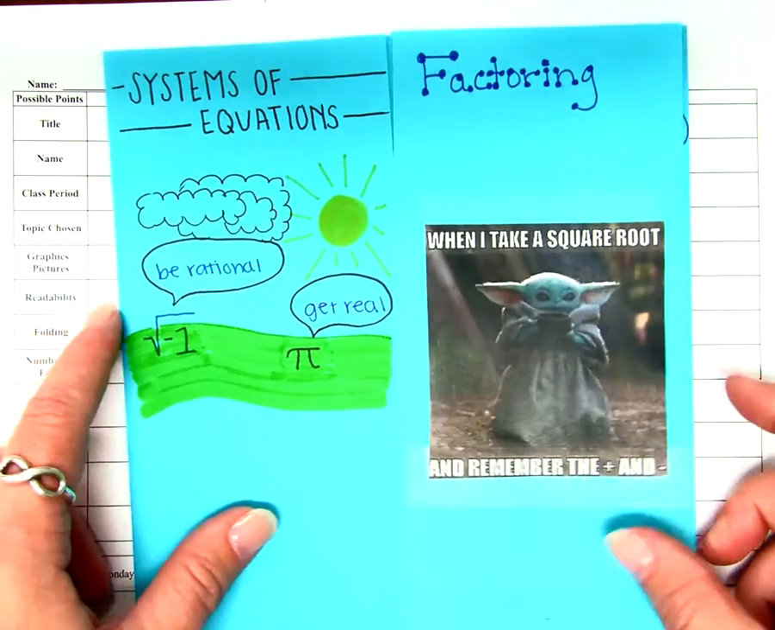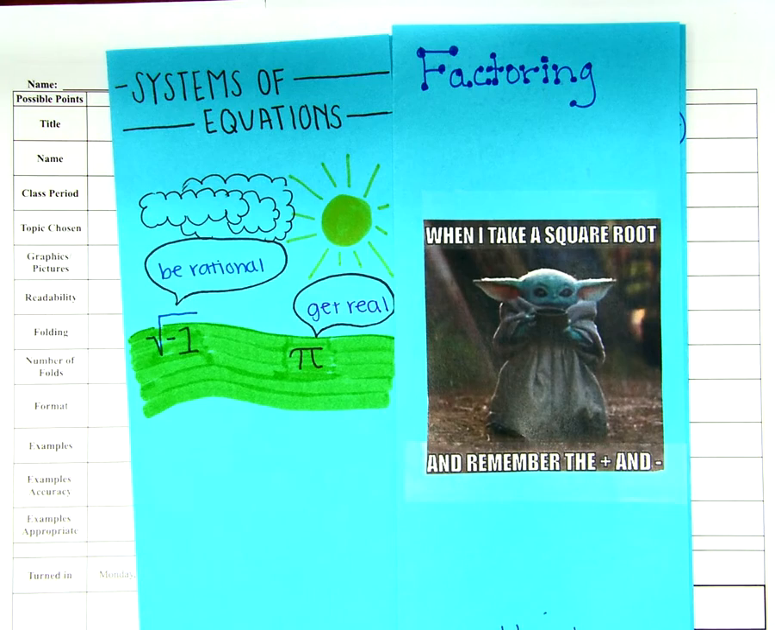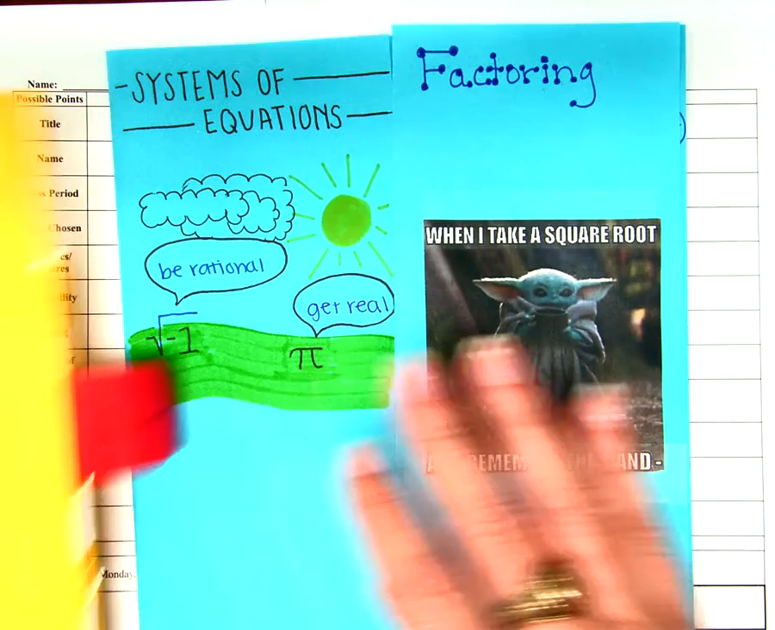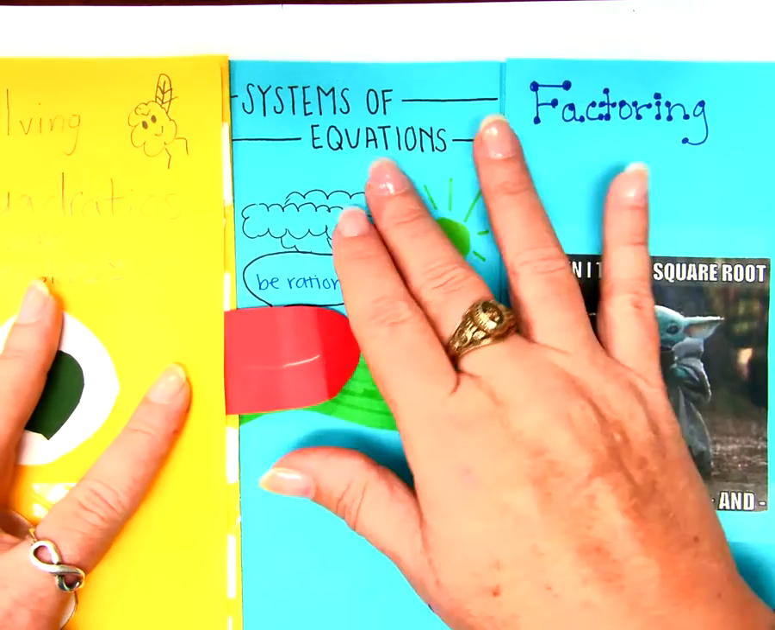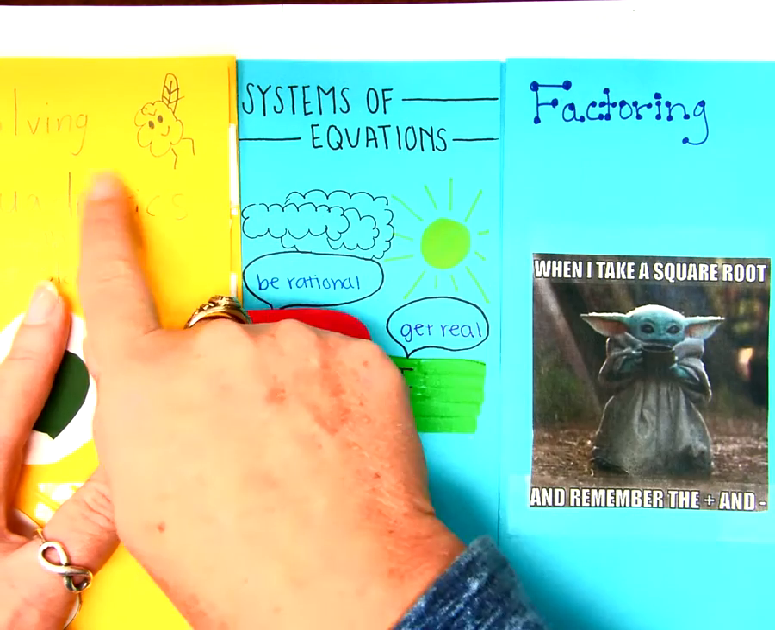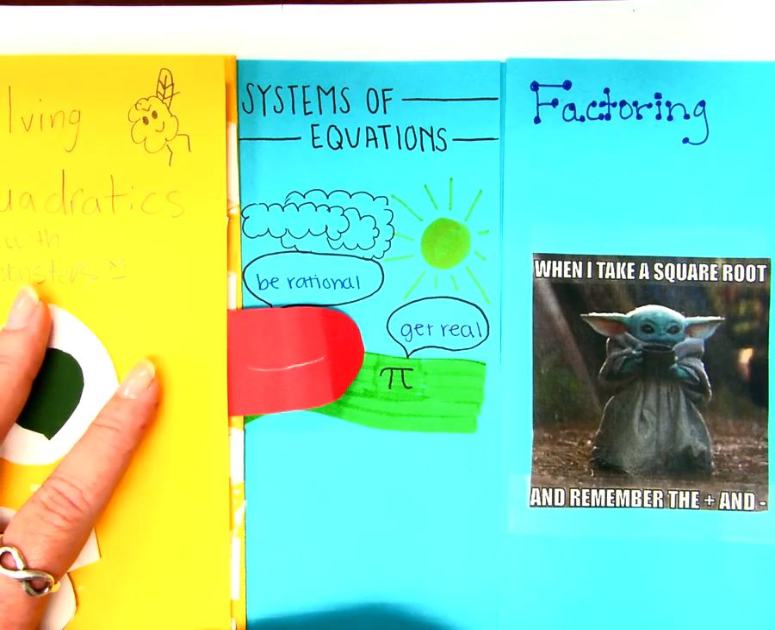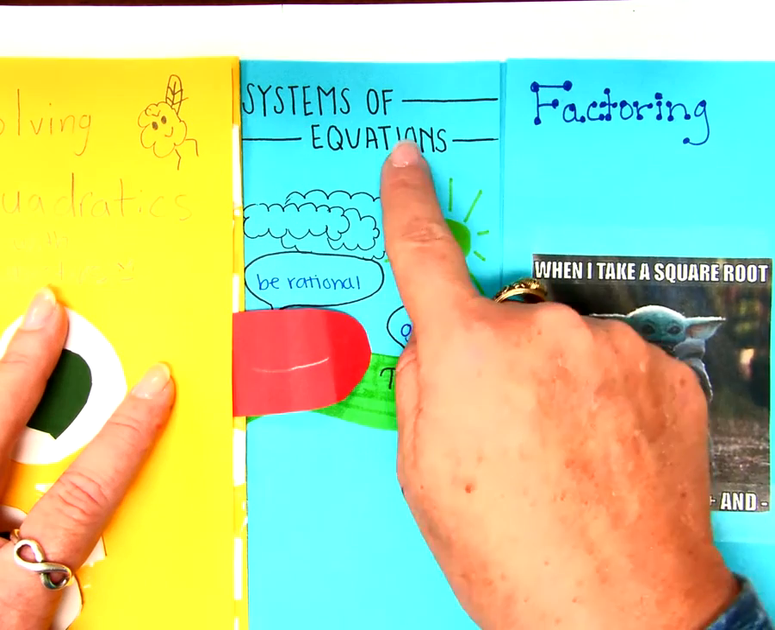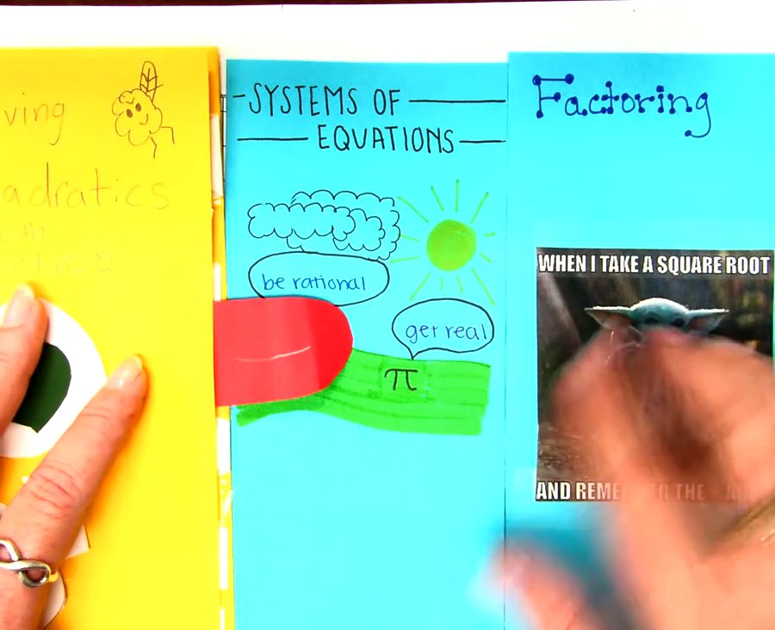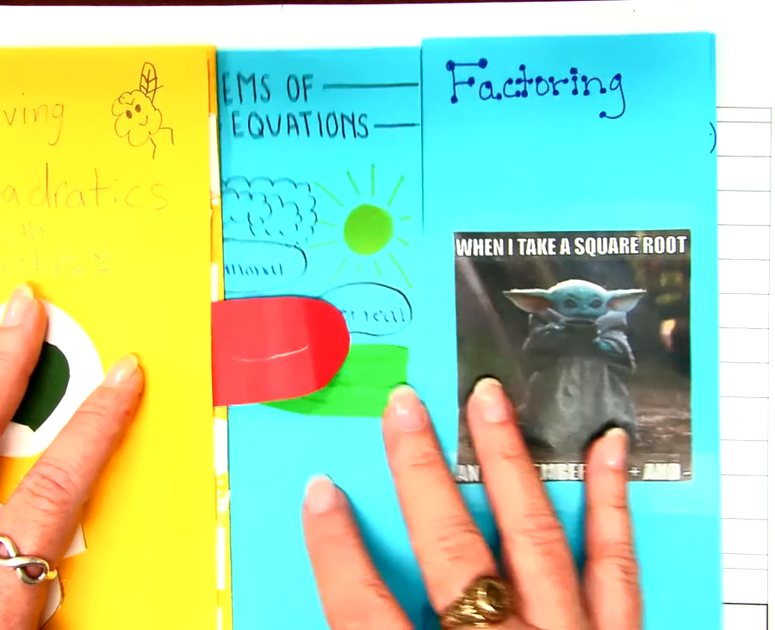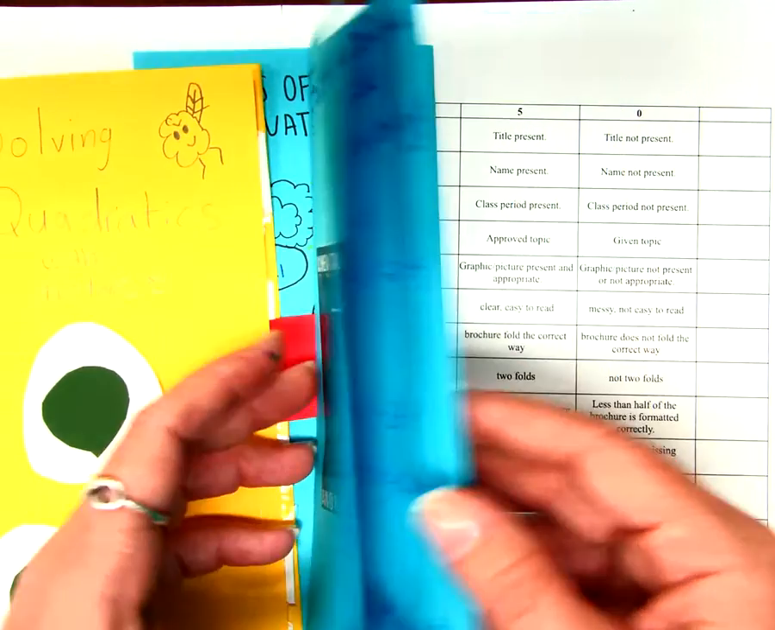You have a couple choices of topics. Here's the choices: factoring, systems of equations, or solving quadratics. Oh my gosh, we just did this. So it's all in your head still, right? Okay? So like I said, the templates will be online so you know what to do.